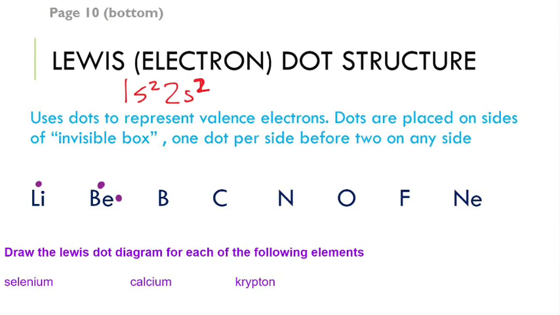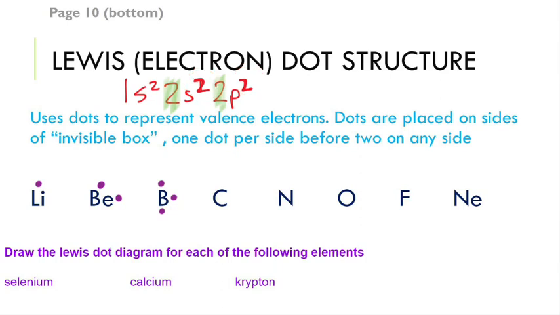Boron is right after beryllium. It goes all the way to 2p1. Don't make that think that you have 1 valence electron, because both of these terms are still in the second energy level. So we have 2 plus 1 is 3 total valence electrons. So boron gets 3 dots. Carbon is right after it, 1s2, 2s2, 2p2, which means it has 2 plus 2, 4 valence electrons.